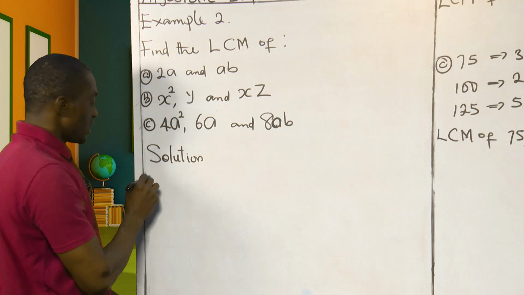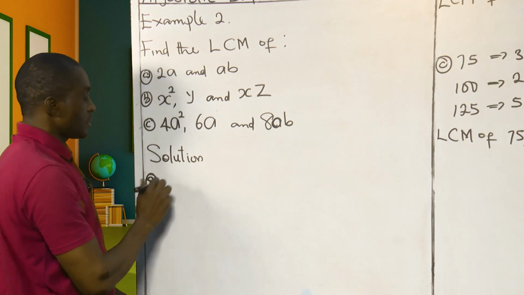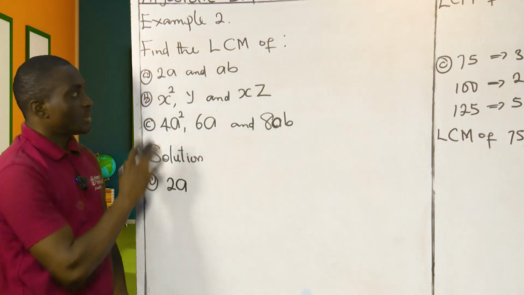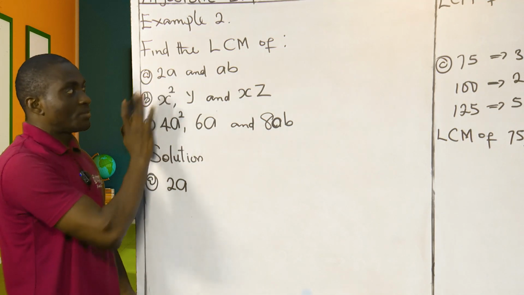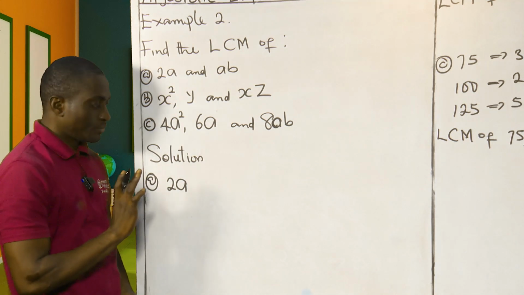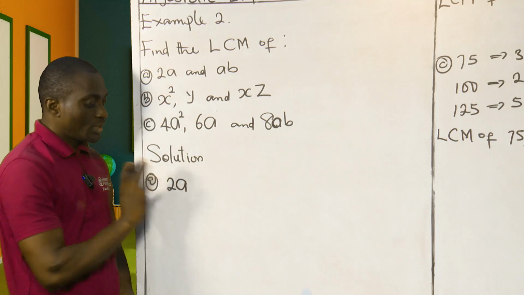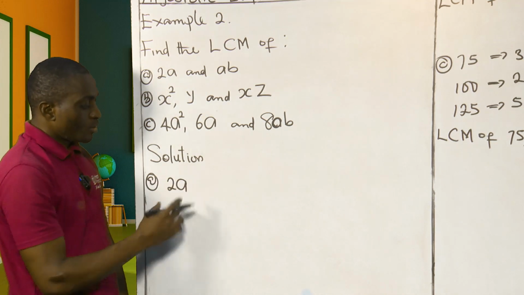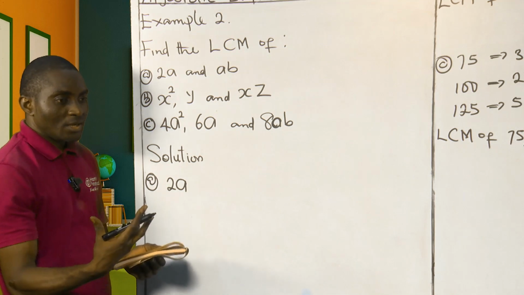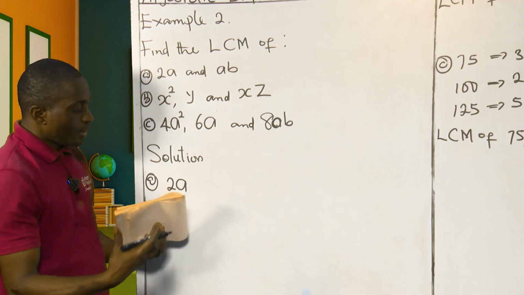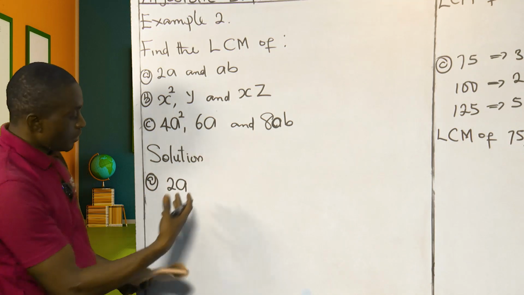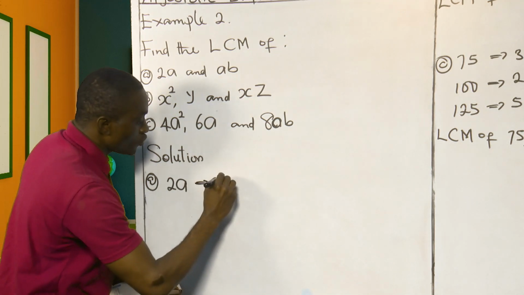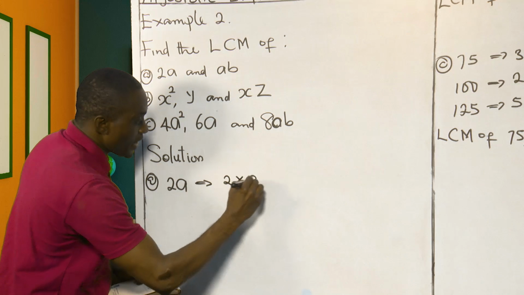Now, A, 2A. This is an algebraic expression. 2A is an algebraic expression, and the product can be expressed as 2 multiplied by A.